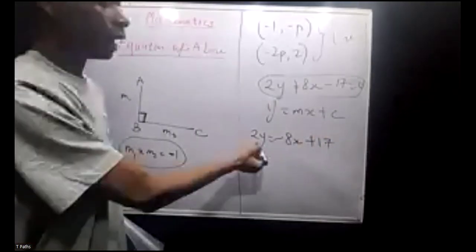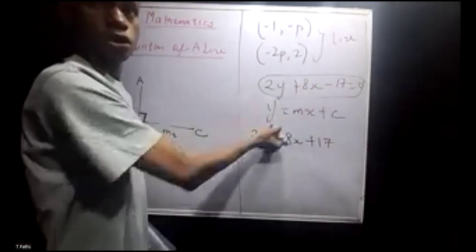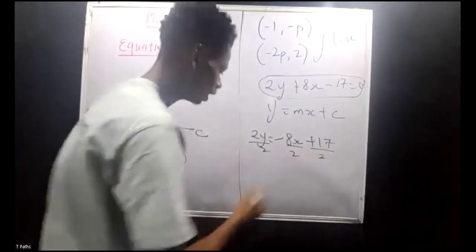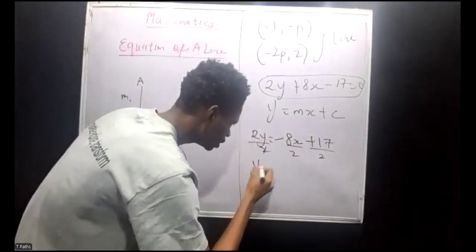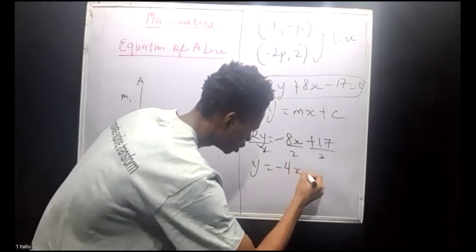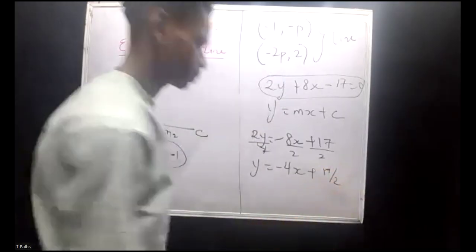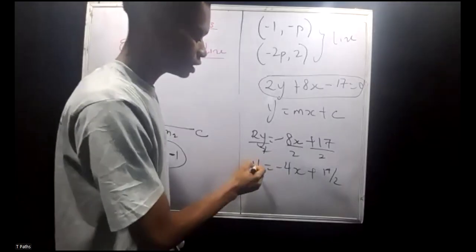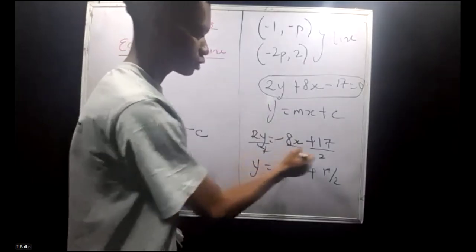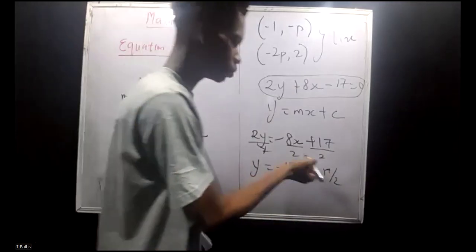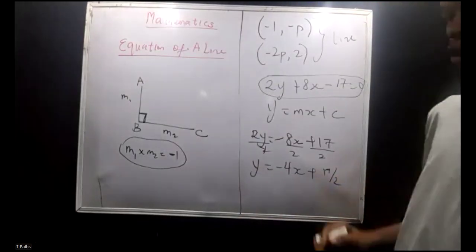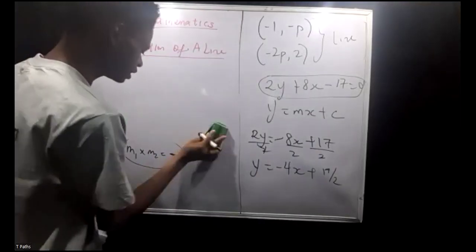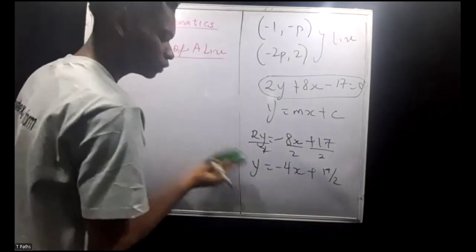All right, so from here, I can divide through by 2 to make this look like the slope-intercept form. So divide by 2, divide by 2, divide by 2. So here I have y is equal to minus 4x plus 17 over 2. So I've written this equation of a line in the slope-intercept form. y is equal to minus 4x plus 17 over 2. All right, so the next thing to do: it means the slope of this line is minus 4.